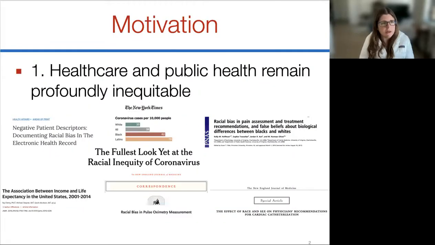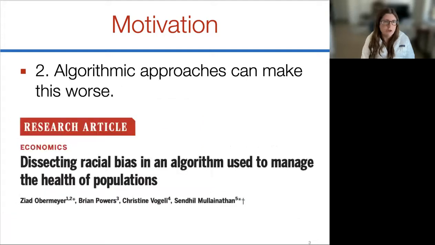right? Of course, in healthcare and public health, enormous inequities remain. It's also the case that algorithmic approaches have worsened that inequity at times. There's certainly no panacea to social inequality. This paper is maybe the most high-profile recent example of this, but there are many other examples as well. I think this is probably familiar to you, so I'm not going to belabor that point.